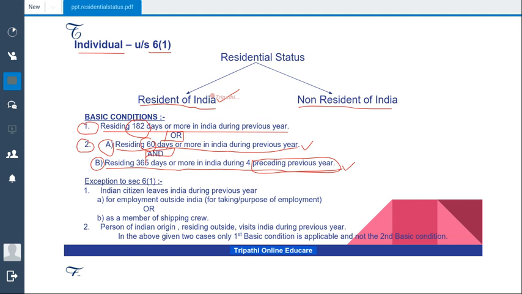So when can an individual become resident of India? If he fulfills either of these basic conditions: either 182 days or more, or 60 days or more and 365 days or more. If you fulfill any of these basic conditions, you will become resident of India. If you do not fulfill any of these conditions, then you will become non-resident of India.